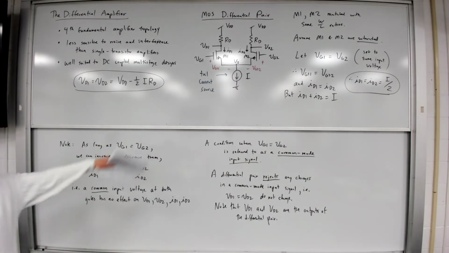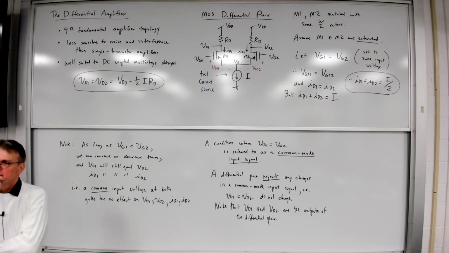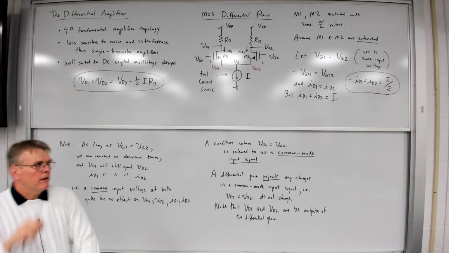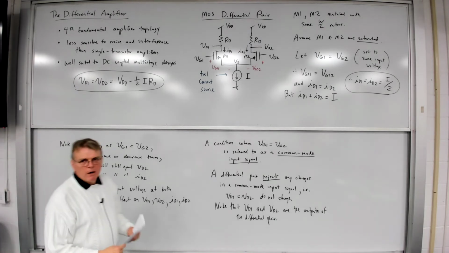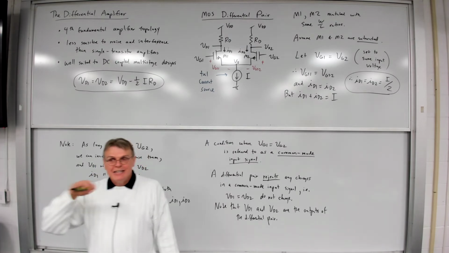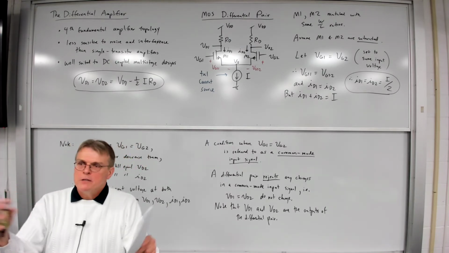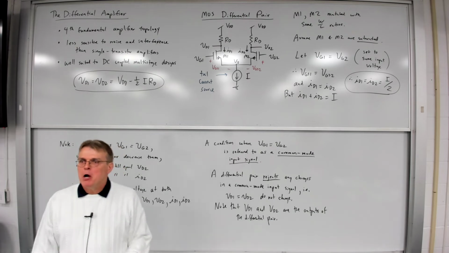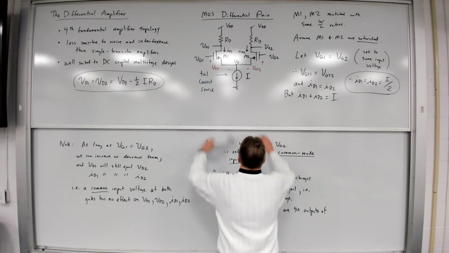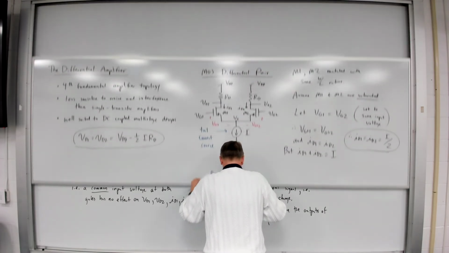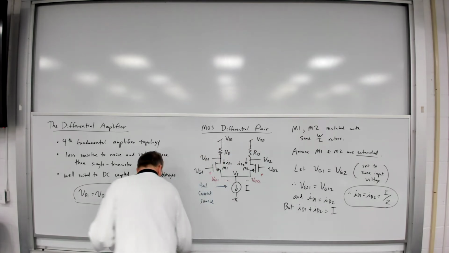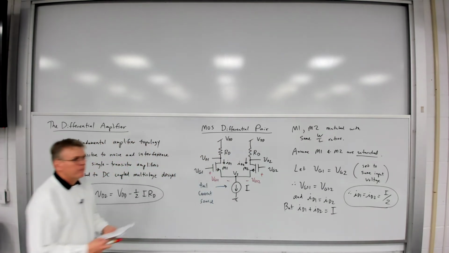Okay, everybody see this, understand this. Now this is a really powerful property of a differential amplifier. And here's the reason why. It doesn't matter if VG1 and VG2 are DC voltages or if they're DC voltages with an AC component. So for example, let's consider this differential amplifier.